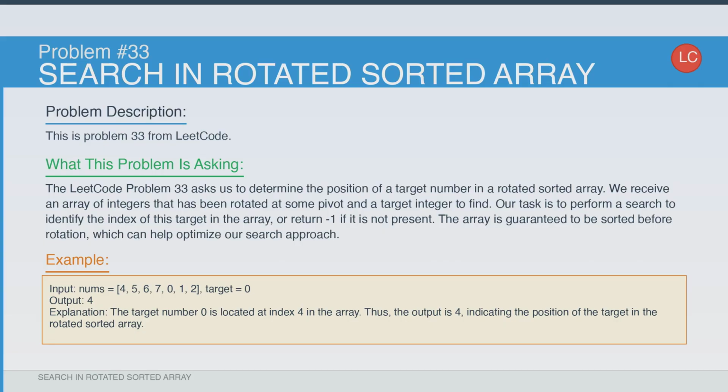To illustrate, consider the input array 4, 5, 6, 7, 0, 1, 2, with a target of 0. Here, the number 0 resides at index 4, thus our output would be 4. This problem not only tests our searching prowess, but also invites us to think critically about optimizing our approach given the array's unique structure. Let us embark on this intellectual journey together.